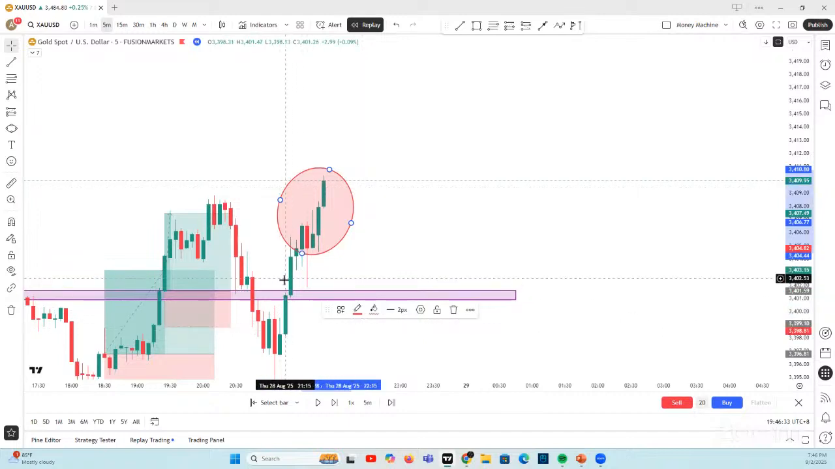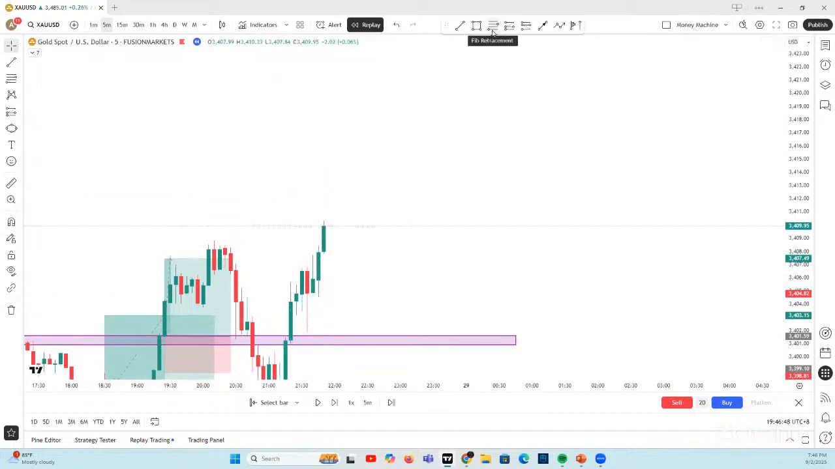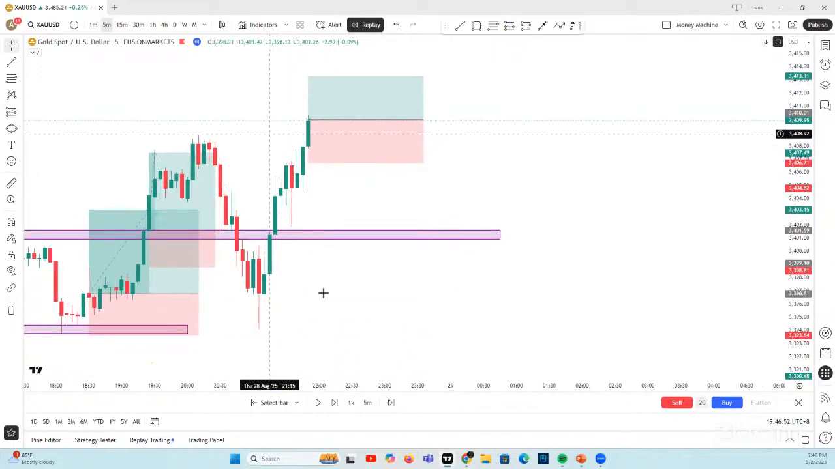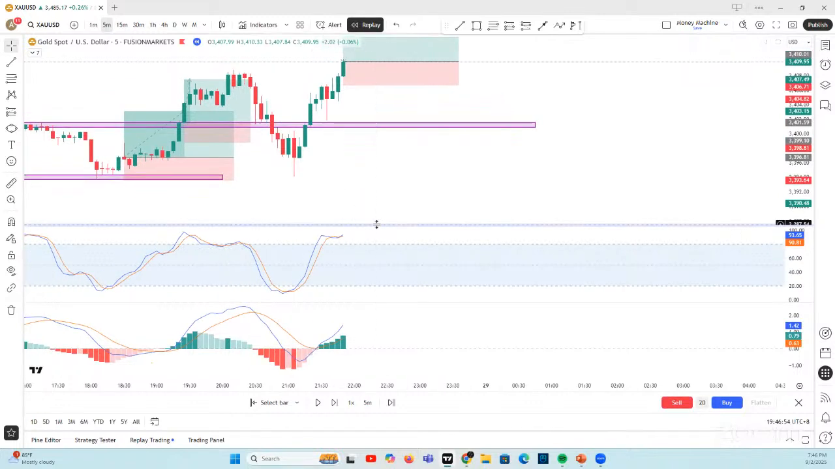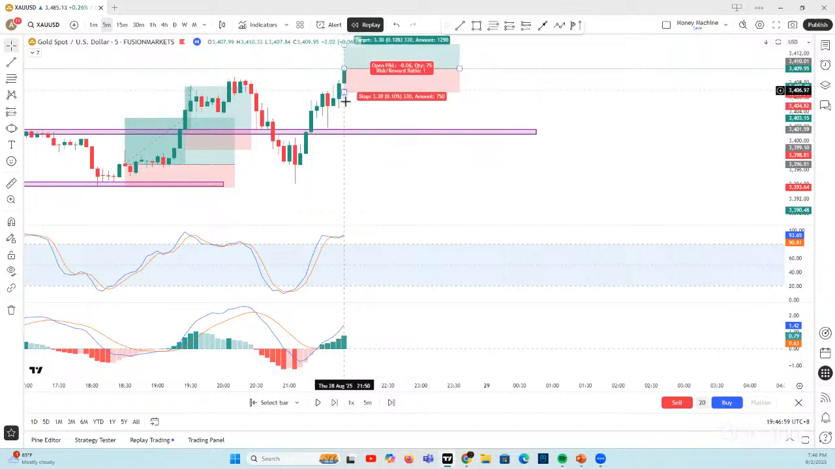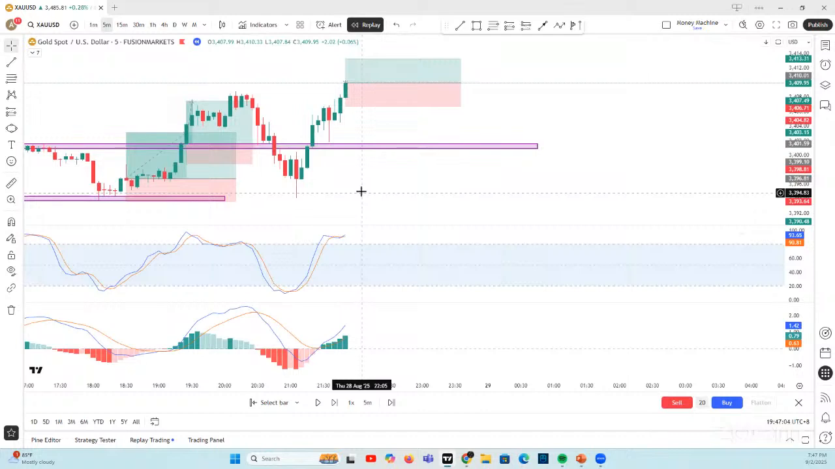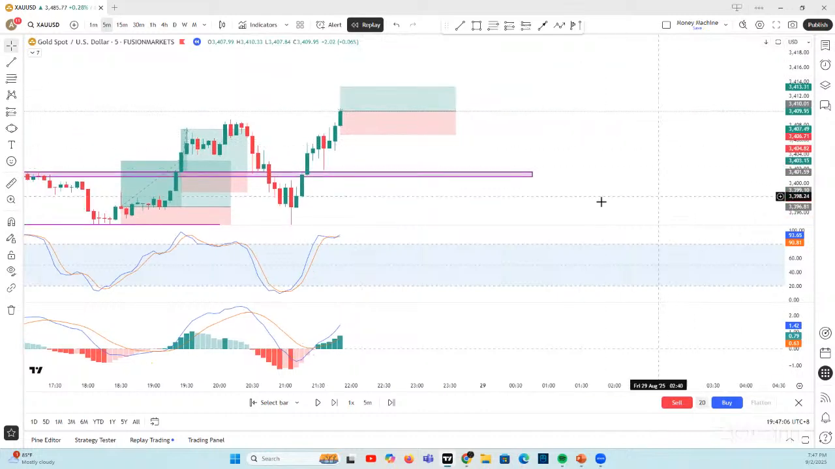Okay, this is the three white soldiers, right? There are three green candles, but this is also three green candles, right? Three white soldiers again. Enter from there, and let's see what happens. You see, MACD has crossed over there, and stochastic is on top, which means it's bullish sentiment.